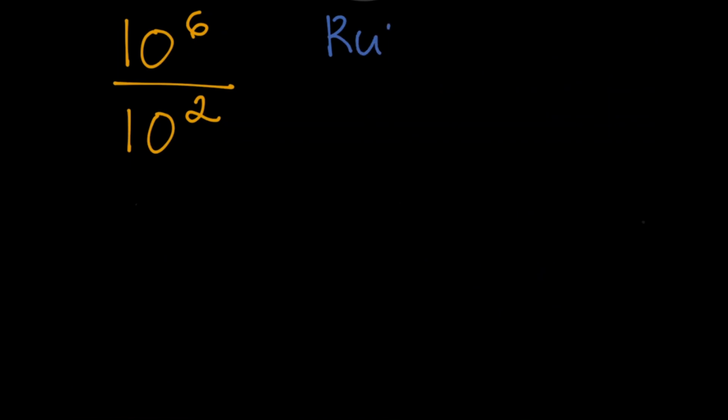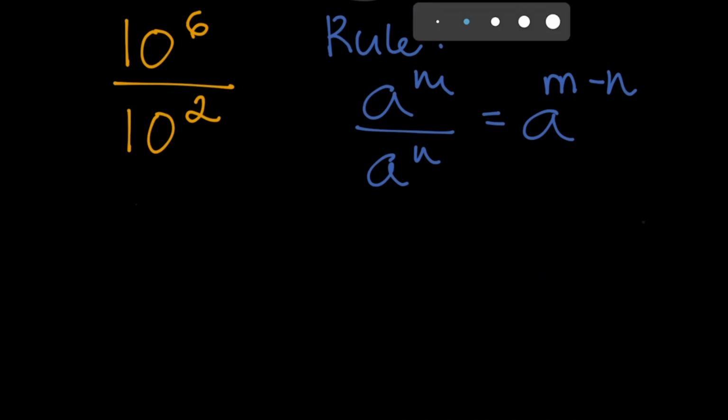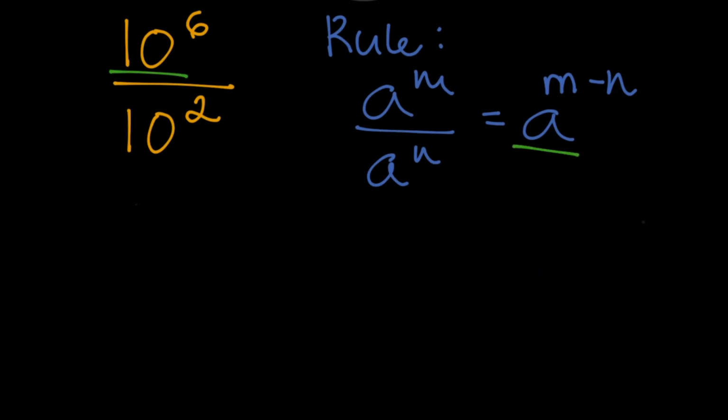For the next problem, we're going to use the law of quotient, which is that when you have the division of two exponents, the result is the same base with the exponents subtracted from one another. So let's start by identifying our base, which in our problem is 10. So first we're going to write out our base.